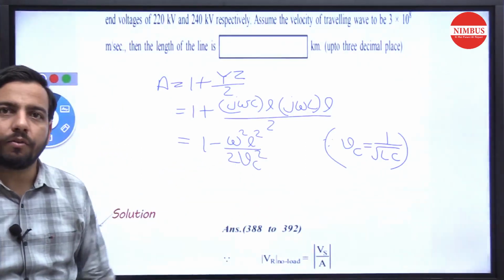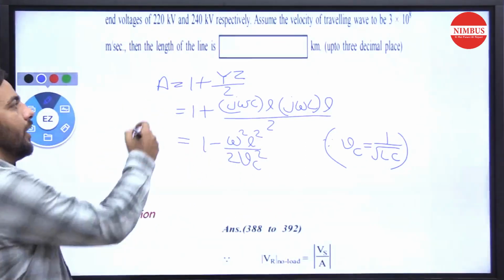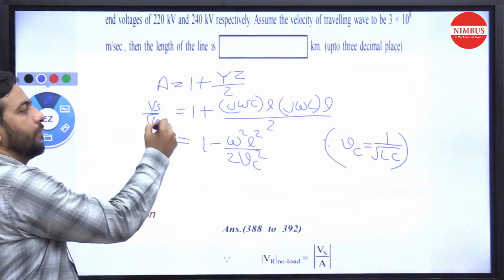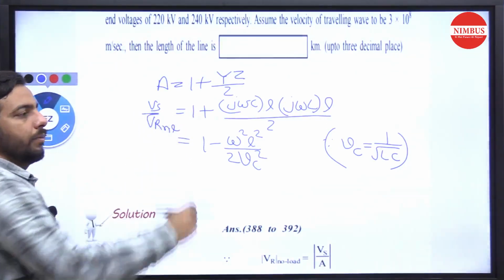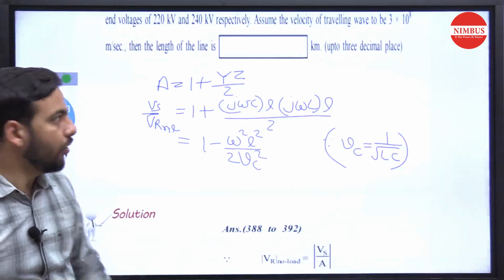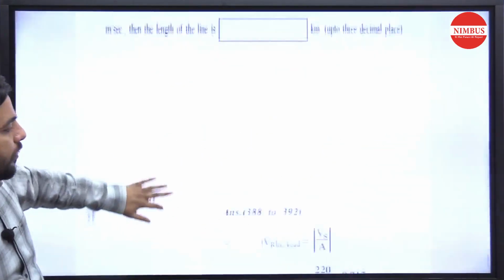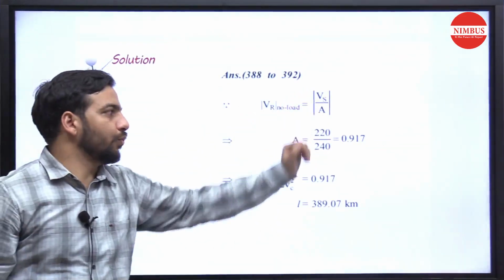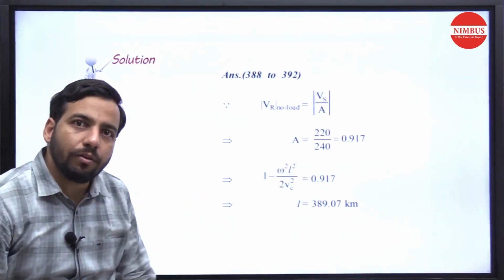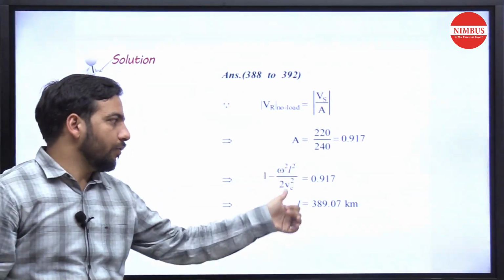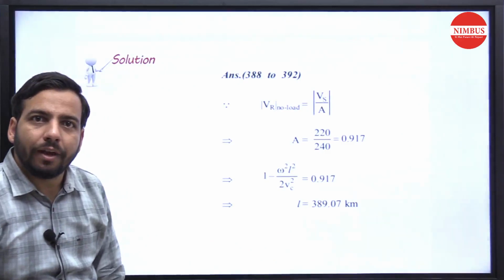So this is the formula of A, as we have calculated A from Vs upon VR no load. So from here we can calculate the value of A. This is the solution. VR no load is equal to Vs by A. So from here we can calculate the value of A. The formula of A is this one. So from here we can calculate the value of L.